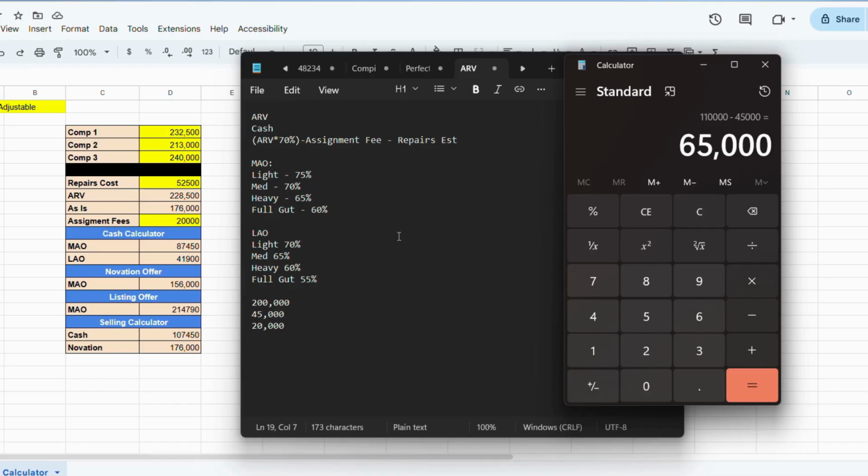Now, this is just a quick video on how to get the wholesale cash offer. Remember, for it, take the ARV, multiply by your percentage, and then minus the assignment fee, and then minus the estimated repair cost, right? And then for our next video, we're going to attack novation. And then for the third video, we're going to talk about how to pull your estimated repairs.